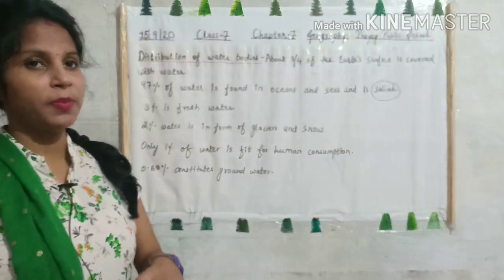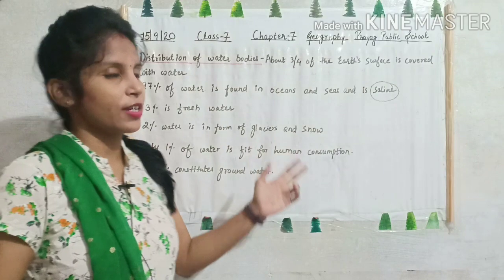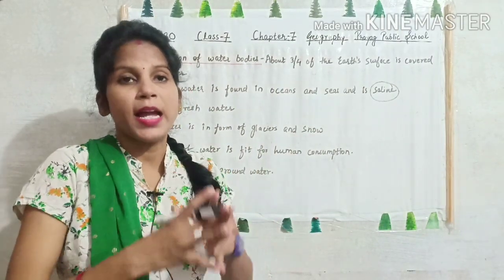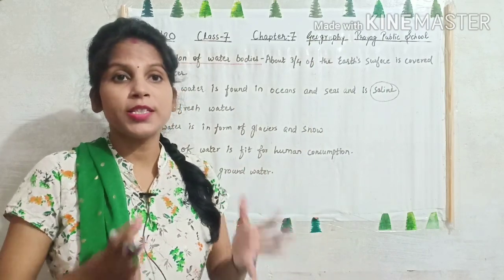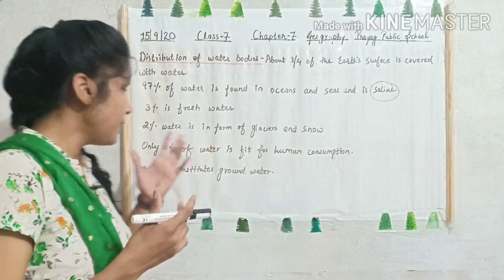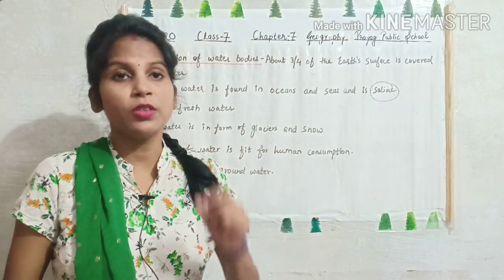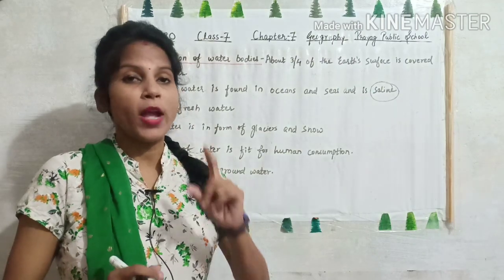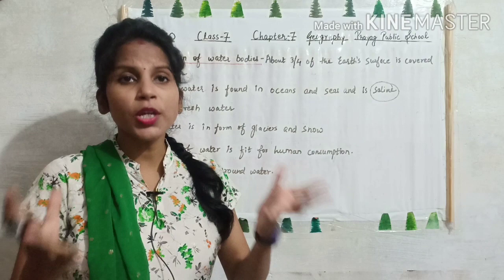Of this 3%, 2% is in the form of glaciers, snow and ice caps that is not readily used by human beings. Only 1% of water is fit for human consumption. So in 3%, 2% is in the form of glacier and snow, while only 1% is the fresh water which can be used by humans.